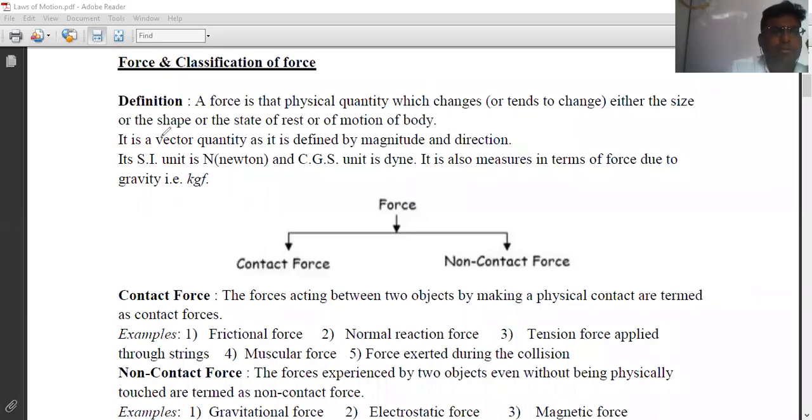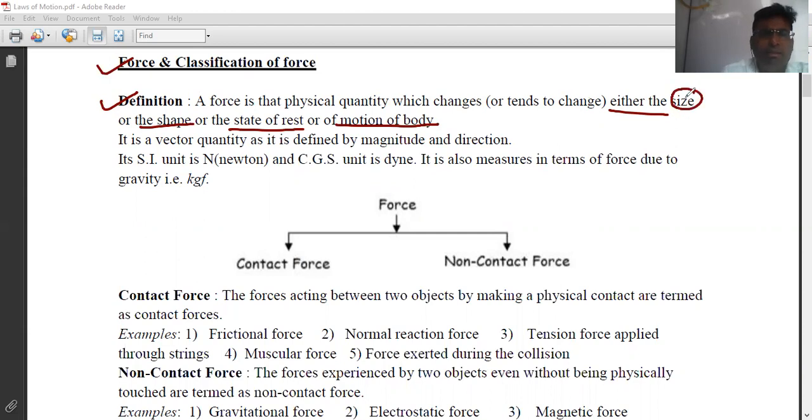So today we will study about force, right? First I will define force. What is force? Force is that physical quantity which changes either the size or shape or the state of rest or motion of the body. Okay, I will explain everything one by one.